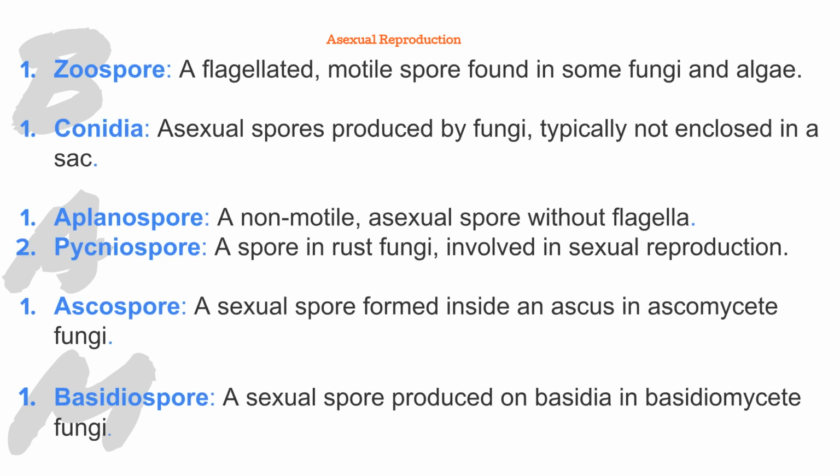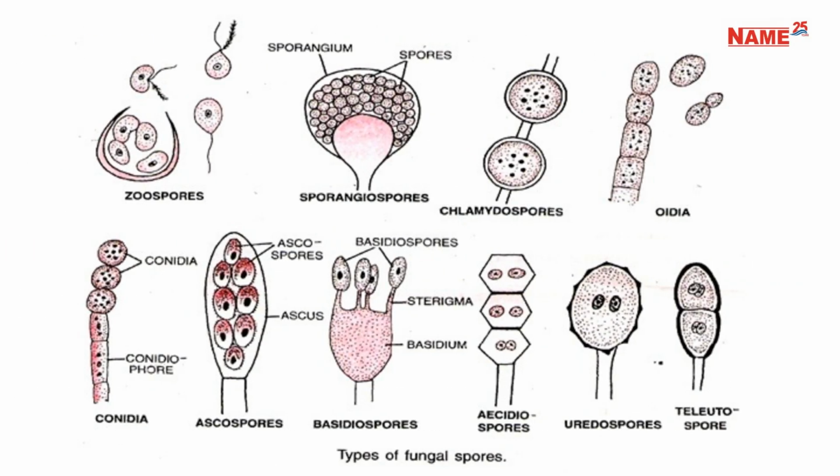Asexual reproduction methods utilize various spores. Zoospores are flagellated and motile. Conidia are asexual spores not enclosed in a sac. Aplanospores are non-motile, asexual spores. Sexual spores include ascospores and basidiospores. This diagram illustrates the various types of fungal spores, including zoospores, sporangiospores, chlamydospores, oidia, conidia, ascospores, basidiospores, aecidiospores, uredospores, and teleutospores.